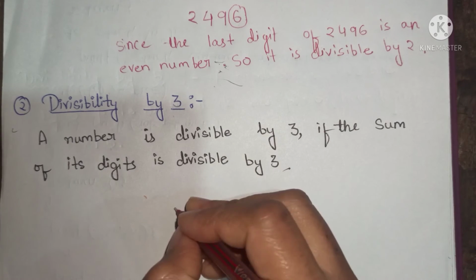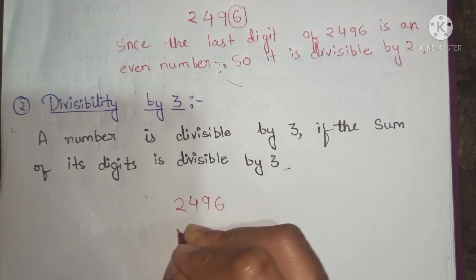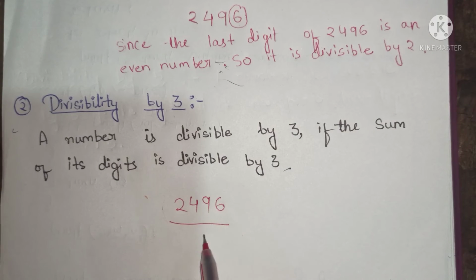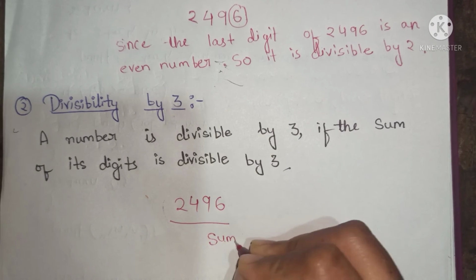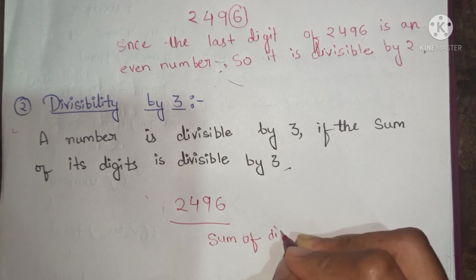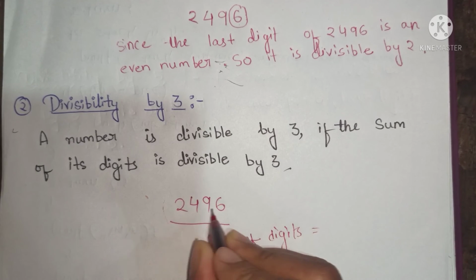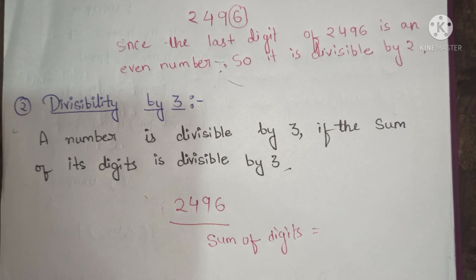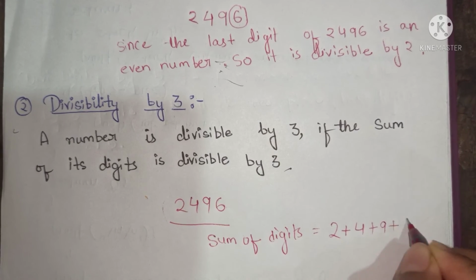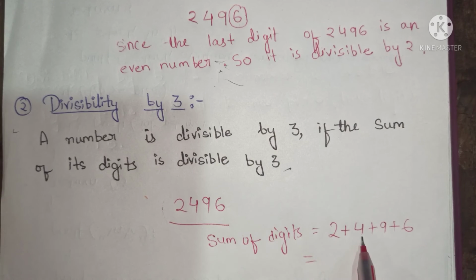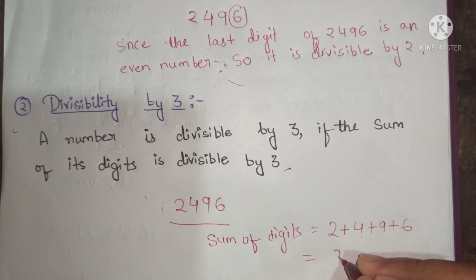Now what does it mean? Let us take the same number, 2496. Now is this number divisible by 3? Show this without dividing. Okay, so according to the rule, we have to find the sum of digits. Sum of digits means we will add the digits of the number given here. 2 plus 4 plus 9 plus 6. So how much do we get here? 2 plus 4 is 6. 6 plus 9 is 15. 15 plus 6 is 21. So we get 21 here.